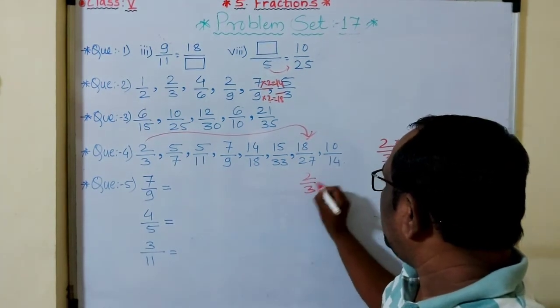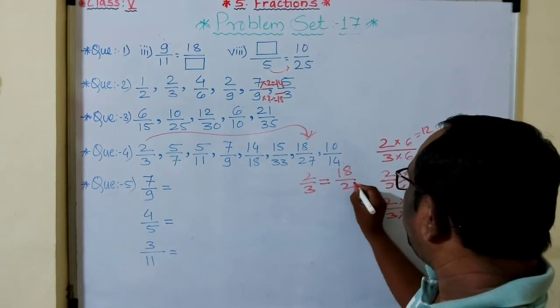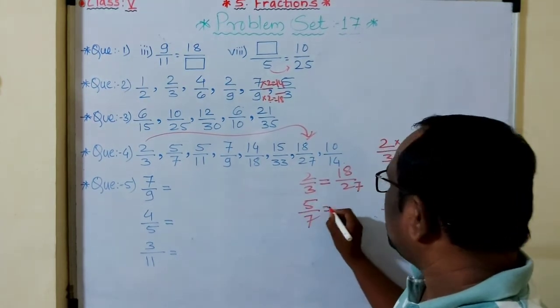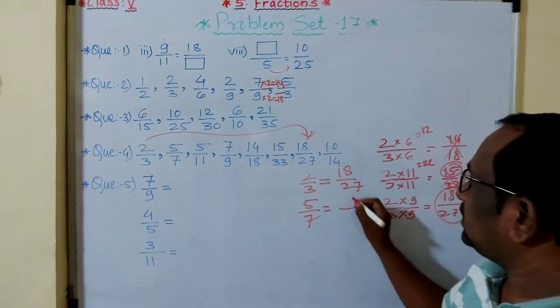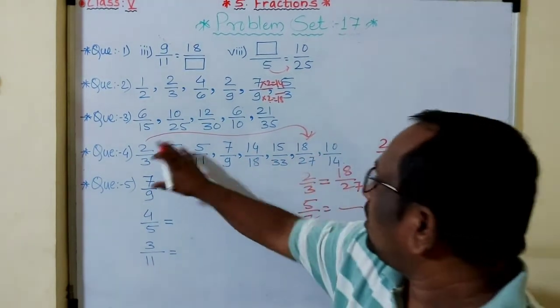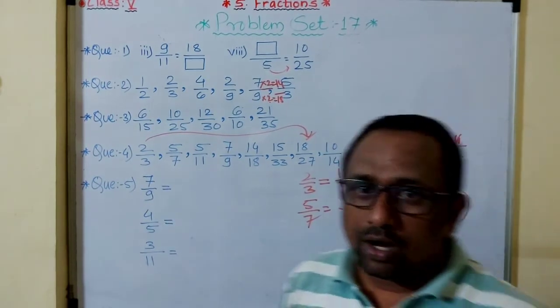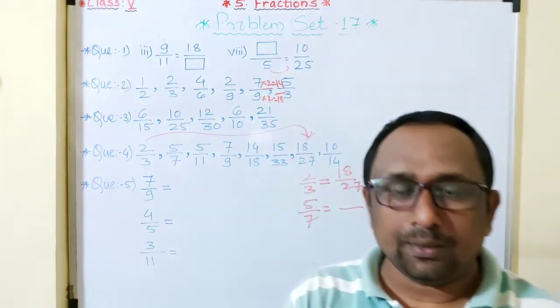So how you have to write this? 2 upon 3 is equivalent or is equal to 18 upon 27. Now then take the second pair, 5 upon 7. Then find out this way. Okay. And then you will get the answer here. So this pair, so 3 more pairs you have to find out.